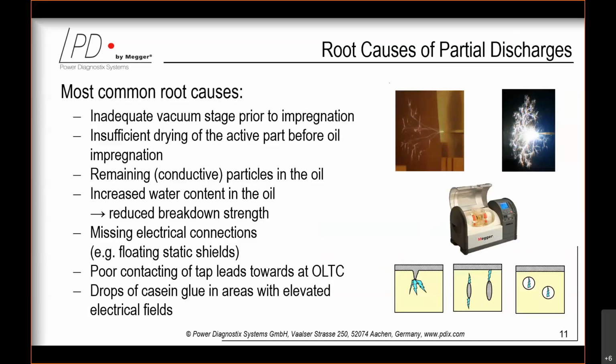There may be missing electrical connections or loose electrical connections. For example, floating static shields. We may have poor contacting of tap leads towards an OLTC, or drops of the casing glue in areas with elevated electric fields. All of these mechanisms can cause partial discharges in the transformers and lead to a breakdown.